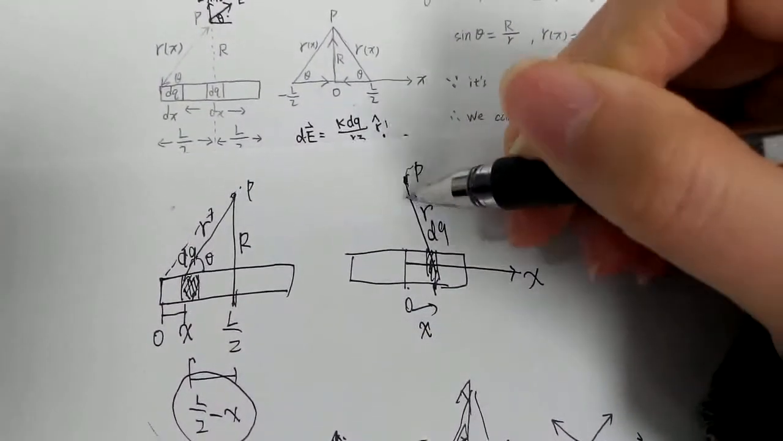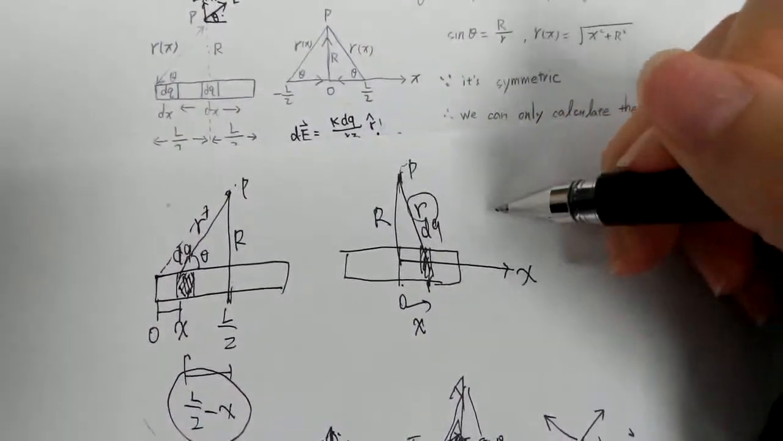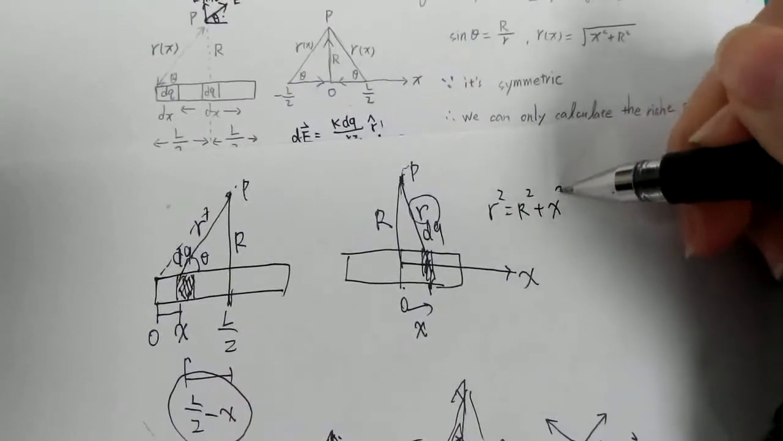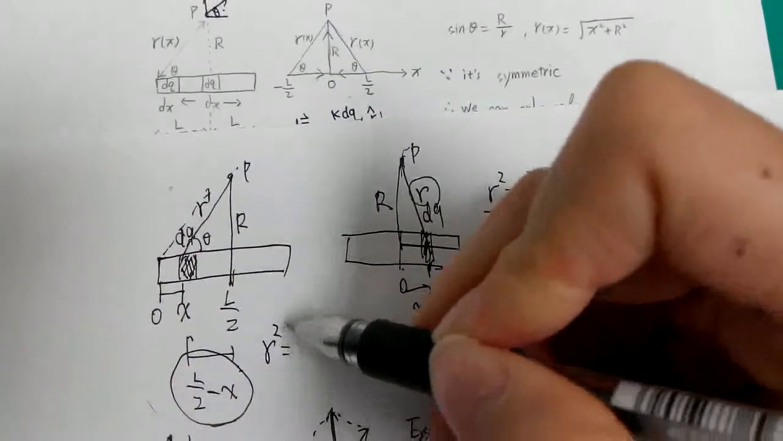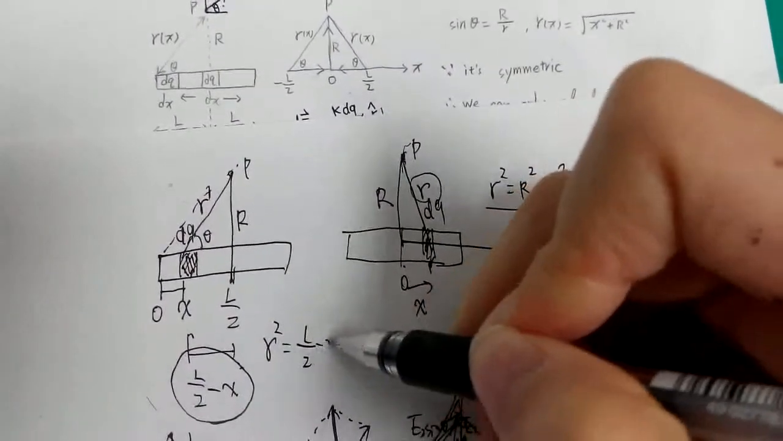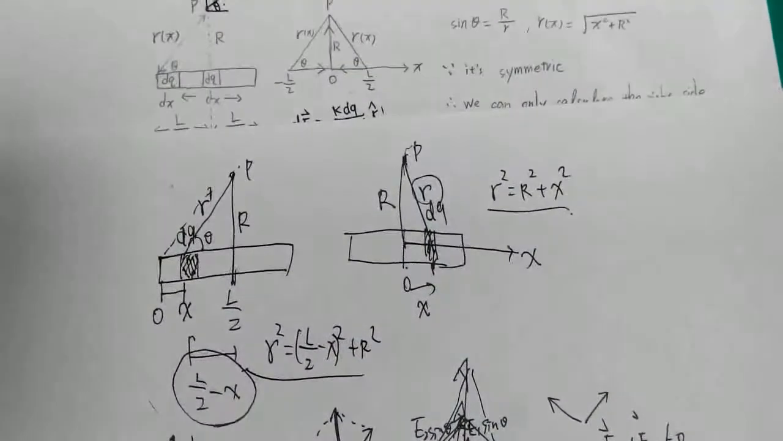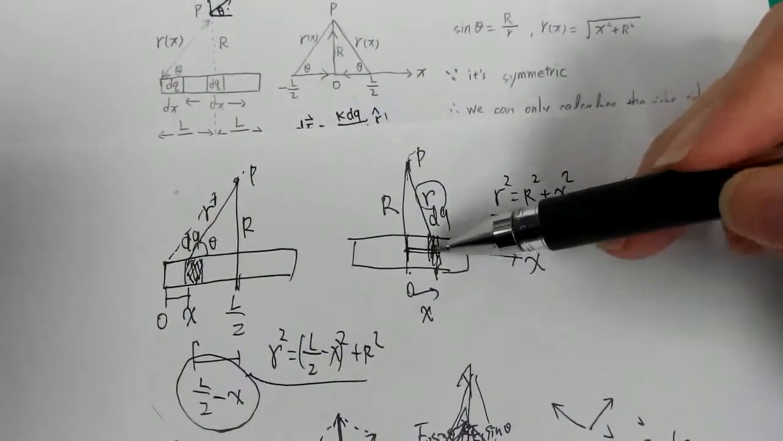So here R, capital R. Then we can calculate R directly. R squared will be capital R squared plus x squared. That will be much easier than this, where this R squared will equal to this squared plus R squared. That would be much terrible. So that's why we calculate from this direction to here.